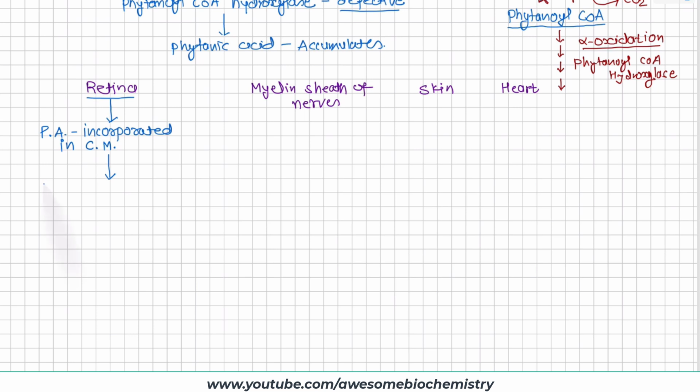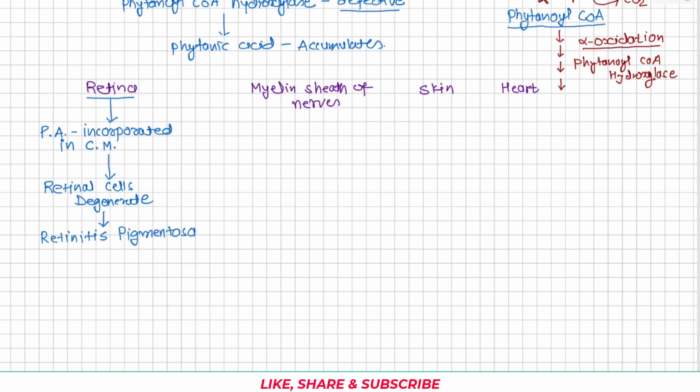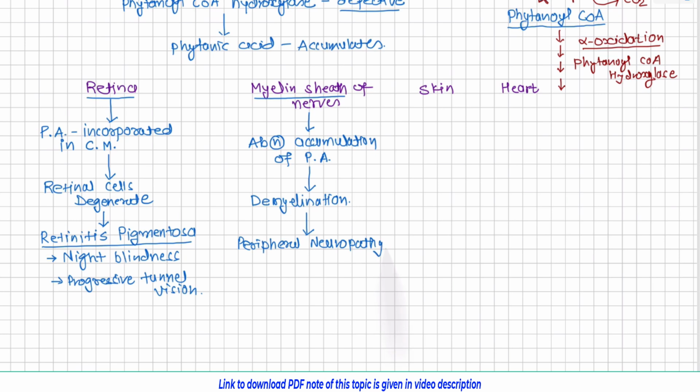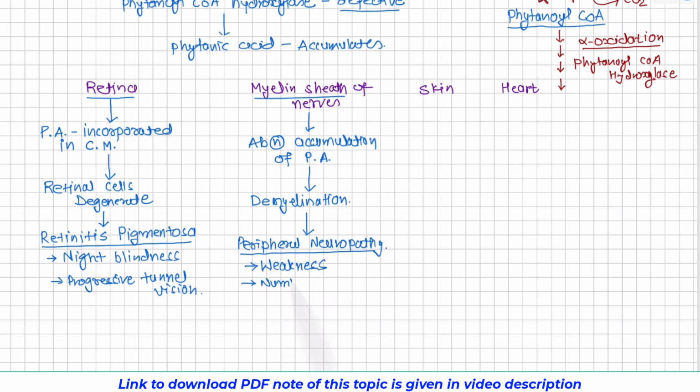Over time, the retinal cells degenerate, leading to a condition called retinitis pigmentosa, where the patient experiences night blindness and progressive tunnel vision. Now, the myelin sheath is the protective and insulating lipid layer surrounding the nerve fibers. Abnormal accumulation of phytanic acid in this leads to destabilization of myelin structure, leading to a process called demyelination. This slows down or blocks the transmission of electrical signals along the nerves, causing peripheral neuropathy. It has symptoms like weakness, numbness, and loss of reflexes, which is called areflexia.